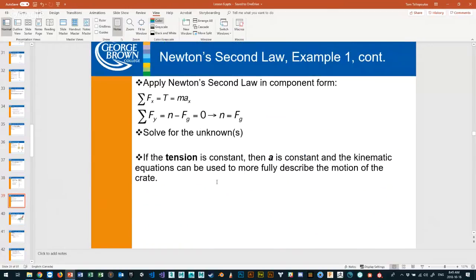Here's Newton's second law as an example. The sum of all forces across the x-axis is equal to T, the tension, which is equal to mass times acceleration across the x-axis. The sum of all forces across the y-axis is where we use the equilibrium formula: the normal force minus the force of gravity equals 0. So the normal force is equal to the force of gravity, and we don't care about the y-axis. We only care about the sum of all forces across the x-axis. And if the tension is constant, then the acceleration is constant, and the kinematic equations can be used to more fully describe this motion, the ones we talked about last week and the week before.